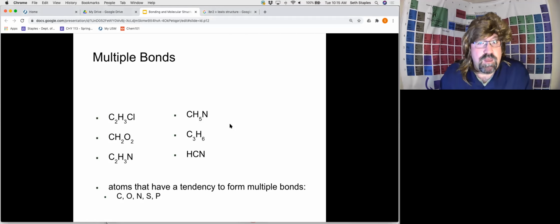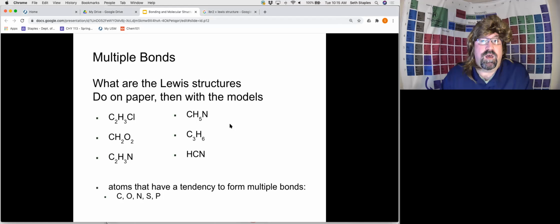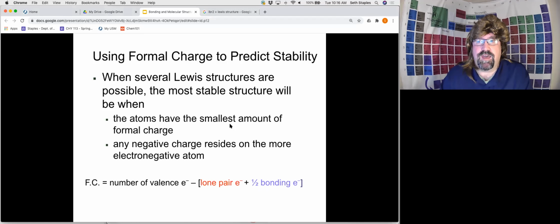Try some of these. In all of these, we're going to have some multiple bonds that form. And so another thing to keep in mind as you're doing Lewis structures is that some atoms tend to form multiple bonds more often than others. Carbon, oxygen, nitrogen, sulfur, and phosphorus might tend to form multiple bonds more often than some other atoms. And so keep that in mind. And don't worry about the models. Actually, we're not looking at that.